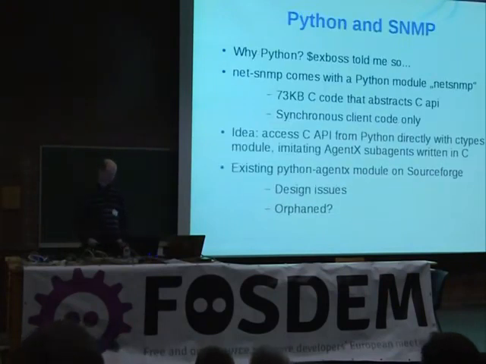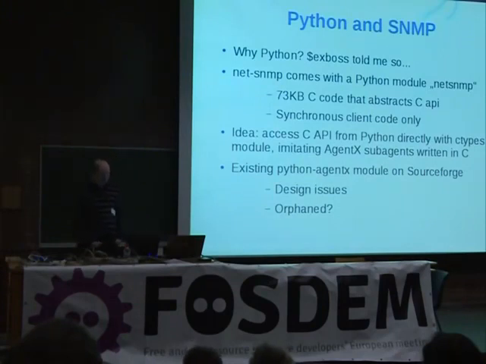So why Python? My experts told me so. Plain and simple answer. Could have been Ruby as well, but so it became Python. netsnmp comes with a Python module, netsnmp. It's quite a large pile of C code that abstracts the whole C API into an object-oriented approach, but it's client code only. So if you want to do an agent, you're stuck.